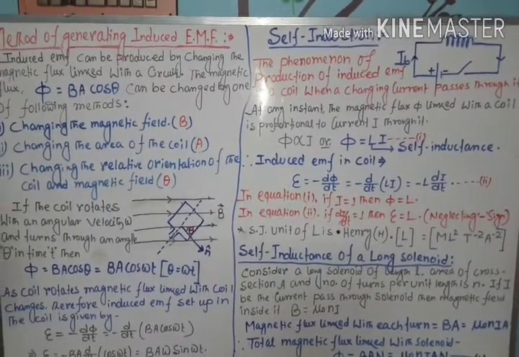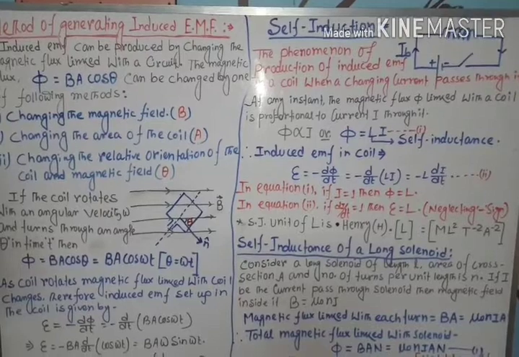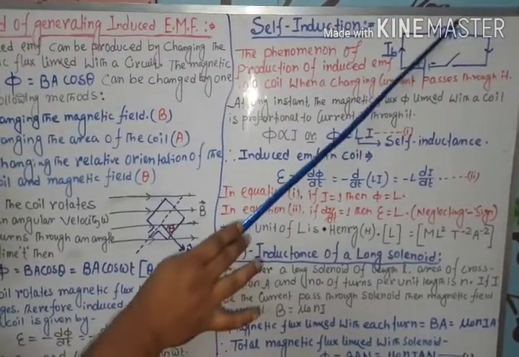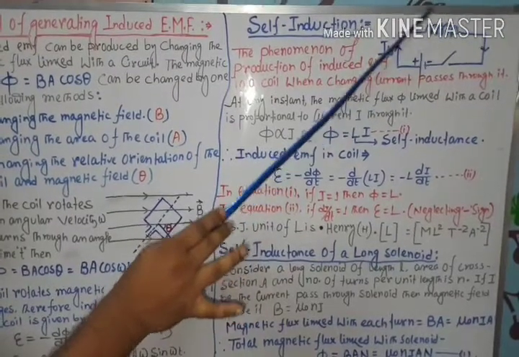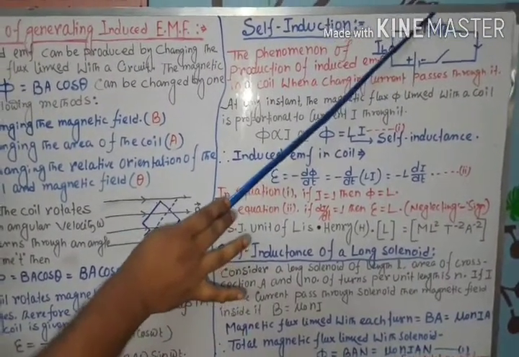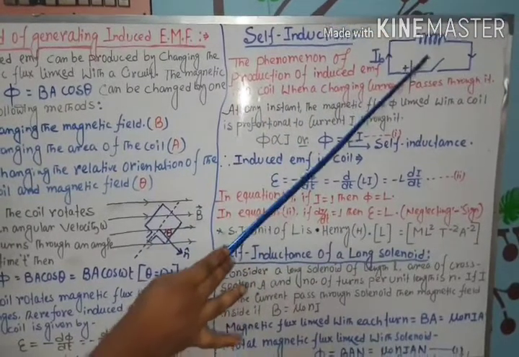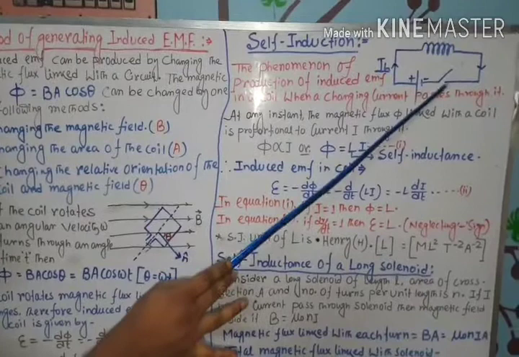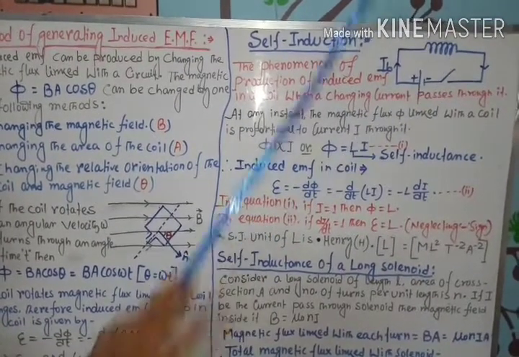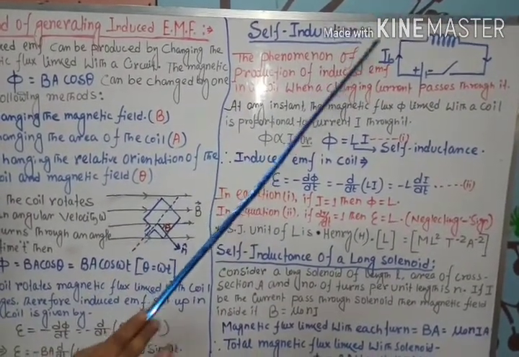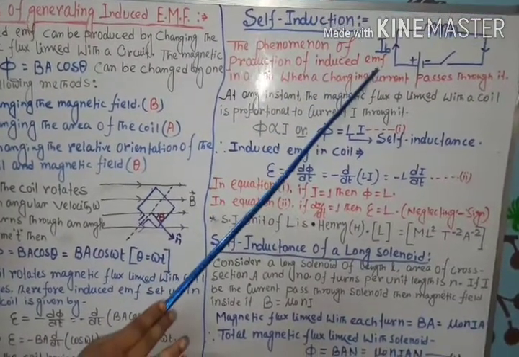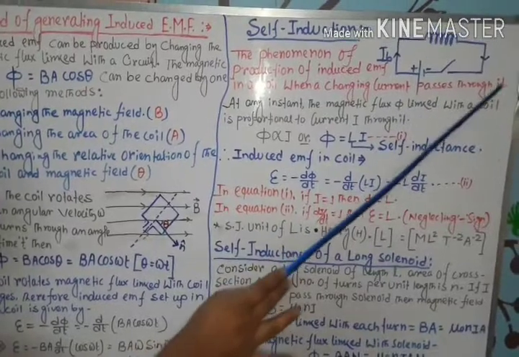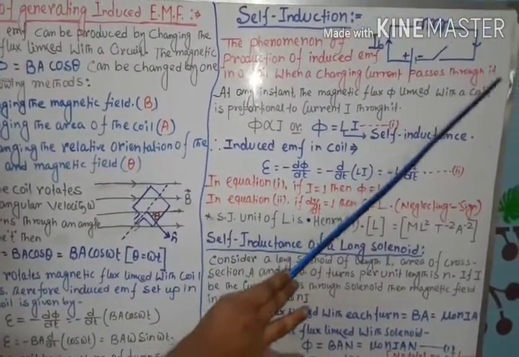So now from these two different situations we can say that here we change the magnetic flux in a coil, and in that coil there will be some induced current. That's why this phenomenon is called self-induction. So what is the definition of self-induction? The phenomenon of production of induced EMF or current in a coil when a changing current passes through it.